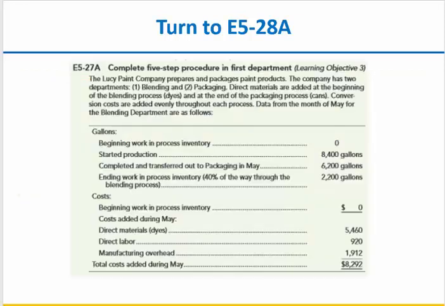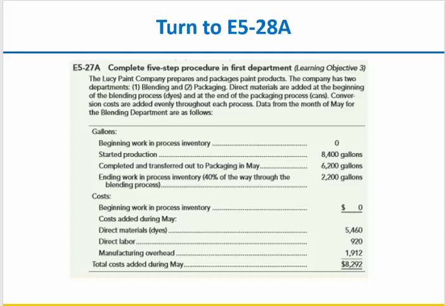So let's go to this question, the E527A. So this is what we have here. This company prepares and packages paint products. The company has two departments, blending and packaging. Direct materials are added at the beginning of blending and at the end of the packaging process. The conversion costs are added evenly throughout each process. The data from the month of May for blending department are as following.